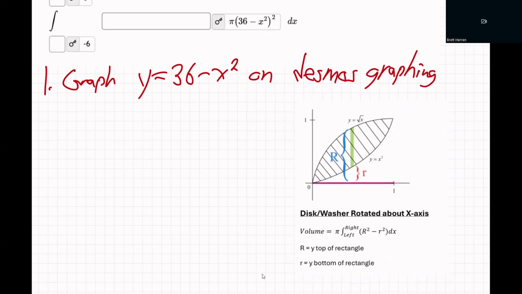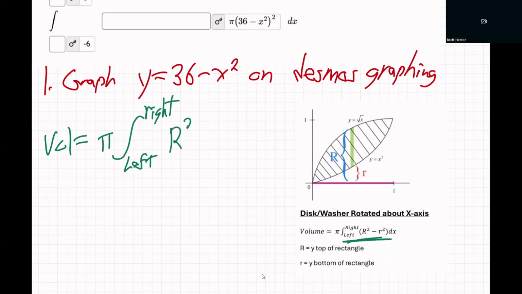So here we go. It says the volume is the integral with a pi in the front. Pi, the integral from left to right of capital R squared minus little r squared dx. Okay. So it's going to be pi.